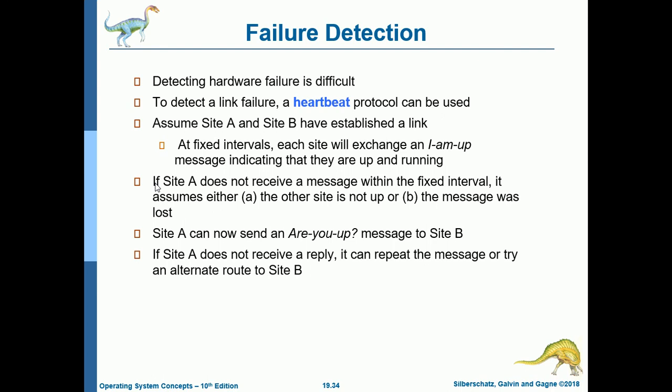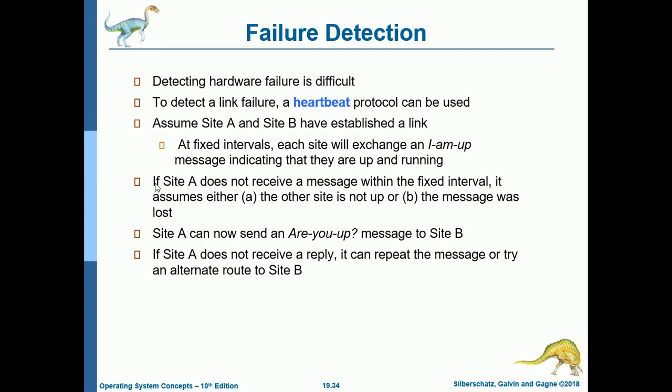Okay, next we have failure detection. Detecting hardware failure is difficult. To detect a link failure, a heartbeat protocol can be used. So how is this heartbeat protocol done? Assume site A and site B have established a link. At fixed intervals, for example every 5 seconds, just as an example, each site will exchange an I-am-up message indicating that they are up and running. They always exchange at fixed intervals: I am up, I'm okay.